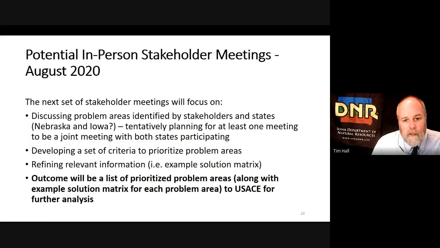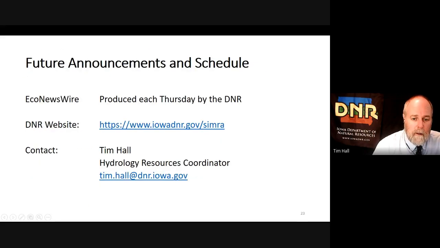The outcome for these in-person stakeholder meetings will be a list of prioritized problem areas, along with a solution matrix for each one. And each of the 4 states of the lower Missouri will be doing the same process for their sections of the river with their stakeholders. And then we'll present those to the Corps. We'll have a discussion with the Corps of Engineers about what we found out, and then they'll take those and use those further in the project.